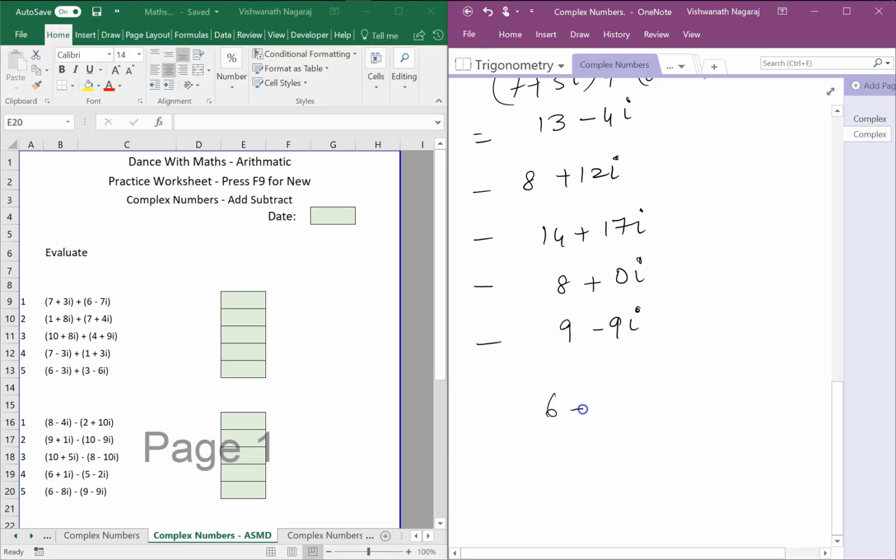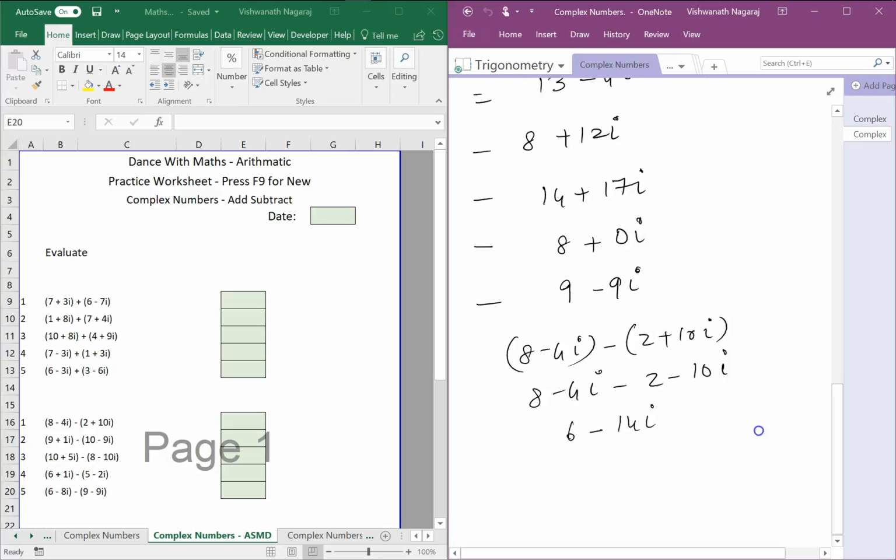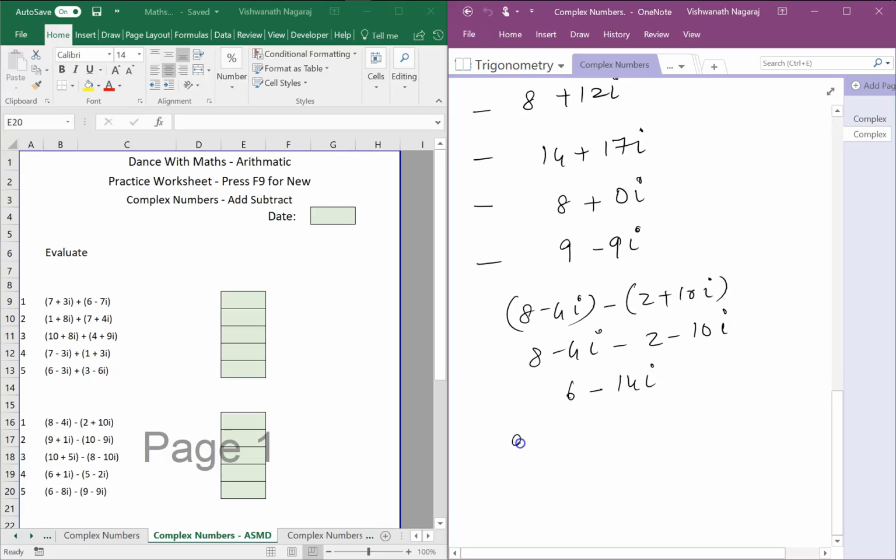Similarly, subtraction also. Remember, one additional tricky part here is that the negative sign gets distributed. So 8 minus 4i minus (2 plus 10i), so 8 minus 4i minus 2 minus 10i. So this would become 6 minus 14i. So be careful of this. Next, 9 plus i minus (10 minus 9i). 9 minus 10, plus i, minus into minus is plus 9i, so minus 1 plus 10i.